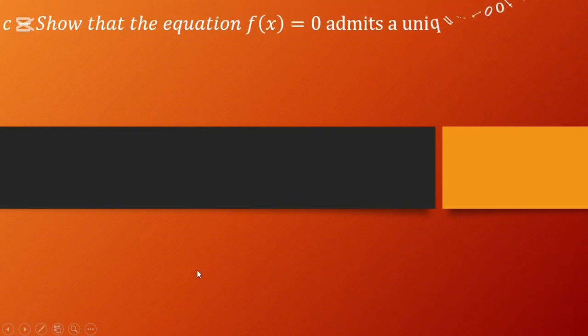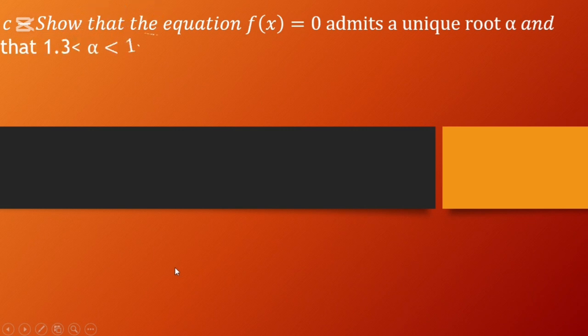Show that the equation f of x equals 0 admits a unique root alpha and alpha between 1.3 and 1.4. This question constitutes two parts. First, we have to prove that f of x equals 0 admits a unique root. Second part, we have to prove that alpha is between 1.3 and 1.4. How to prove an equation admits a unique root? We have to prove it changes the sign, strictly monotonic and continuous.